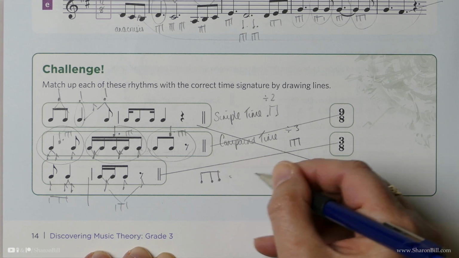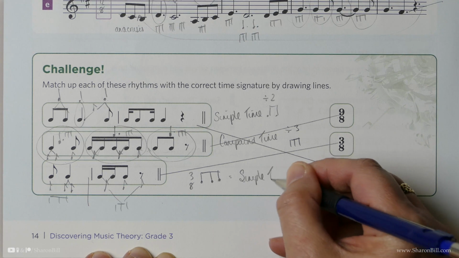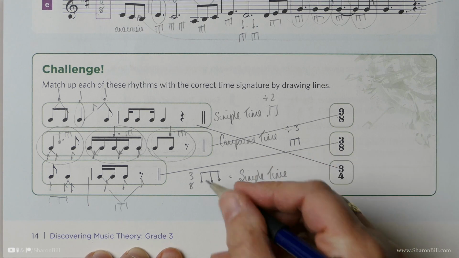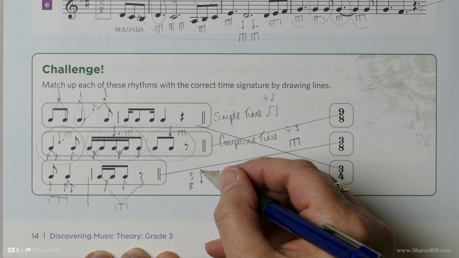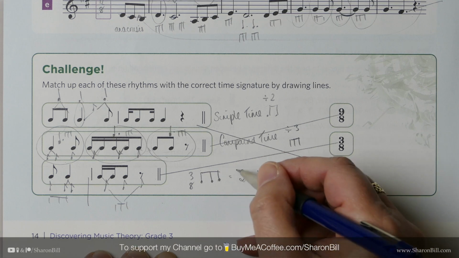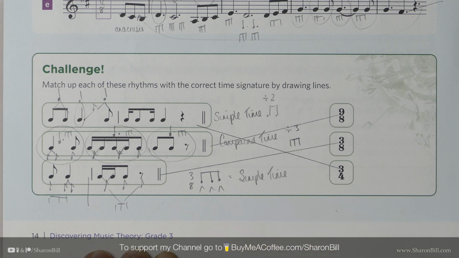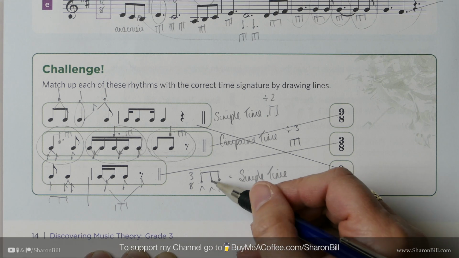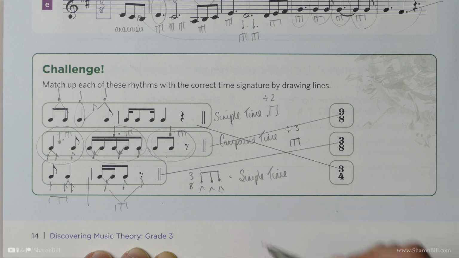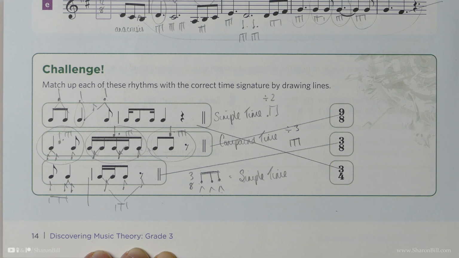We still count that as simple time because we wouldn't really count it in a group of 1 beat per bar. You wouldn't have 1 dotted crochet bar line, 1 dotted crochet bar line, and so we count that in twos. 1, 2, 3. We divide that in twos, and the rule is actually in 3/8 we can beam everything together no matter what. So that is kind of the odd one out a little bit there.